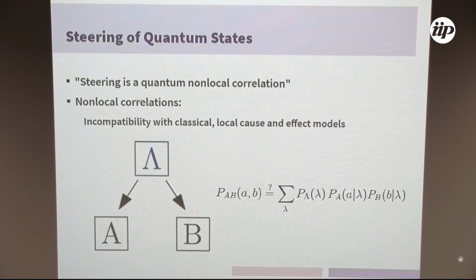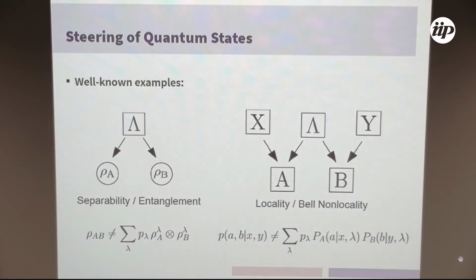So in this sense, I give you a model of correlation, and I see that it is non-local if my probabilities are incompatible with this notion. And we know already some types of correlations like this. In quantum mechanics, for instance, we have this notion of separability and entanglement, which can be modeled in this way as well.